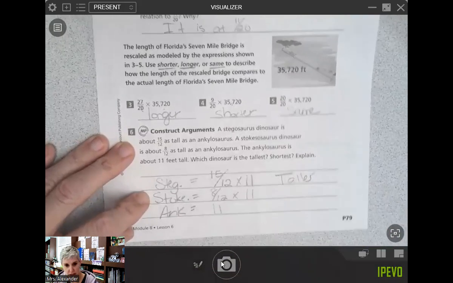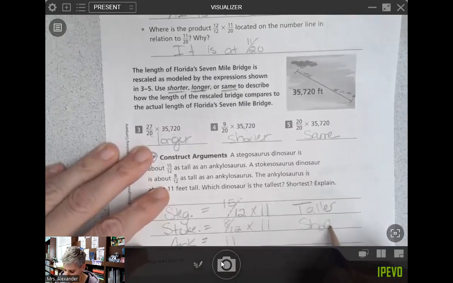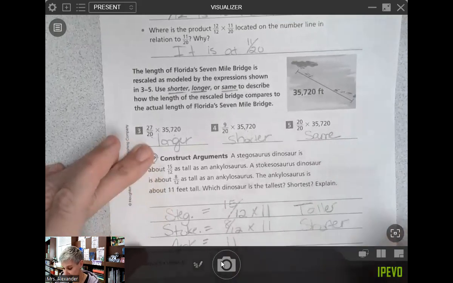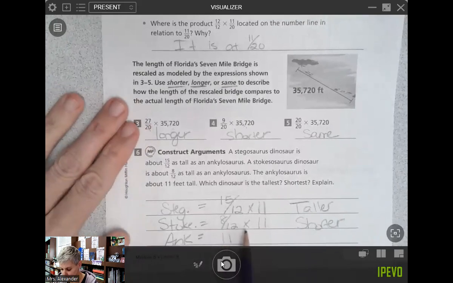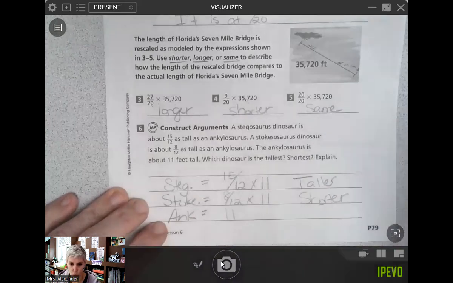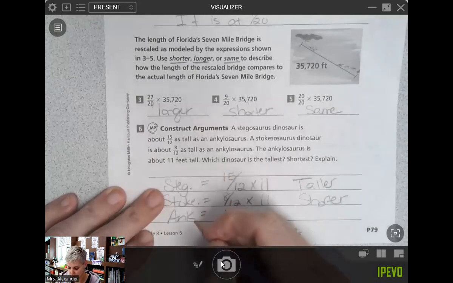The Stogosaurus, because of that 8/12, is shorter. And the Ankylosaurus is going to be the same. So we are going with Stogosaurus is the shortest because he is 8/12 of that 11. Then Ankylosaurus would be next because that's almost like 11 times 1. It's the same. And the Stegosaurus is 15/12 of 11. 15/12 is greater than 1, so he's going to be taller than the Ankylosaurus.